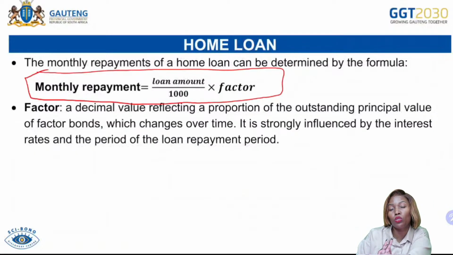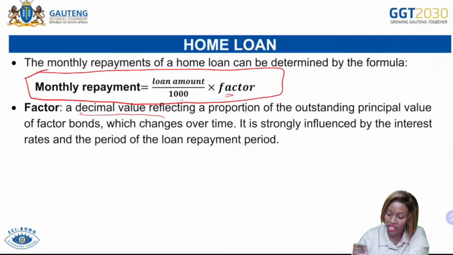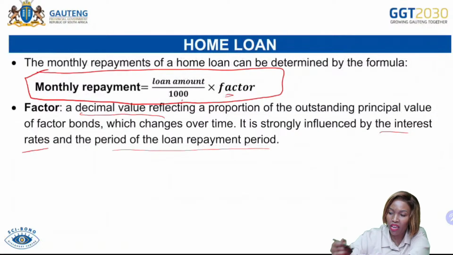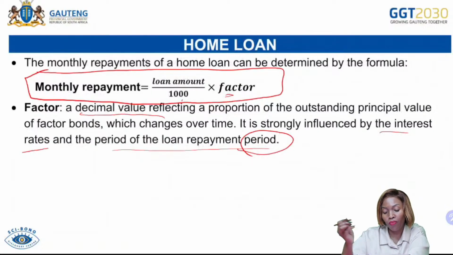If the house was 1 million, then it means you took a loan of 1 million, divided by 1,000, multiplied by the factor. What is a factor? It is a decimal value reflecting a proportion of the outstanding principal value of factor bonds, which changes over time, and it is strongly influenced by the interest rates and the period of the loan repayment period. Like I mentioned, when you take a loan, the period, the time, is very, very important.